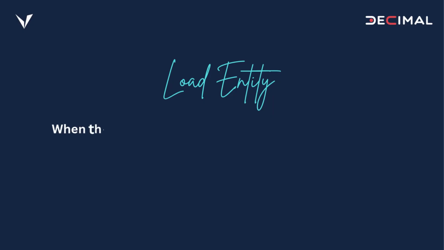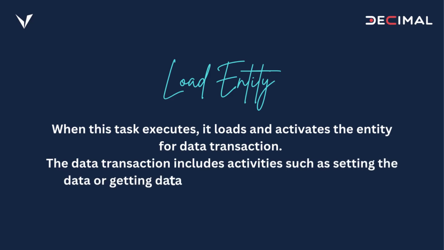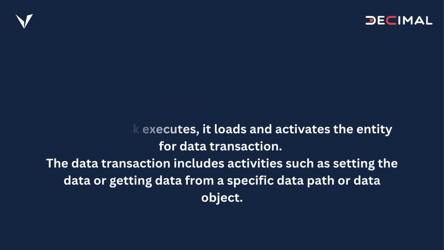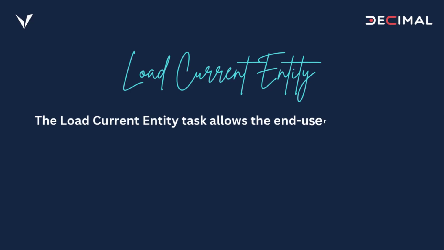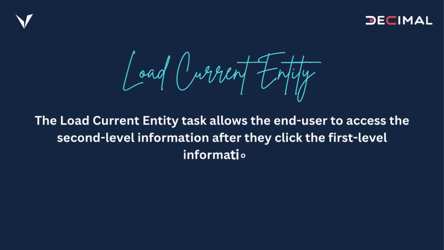Load entity: when this task executes, it loads and activates the entity for data transaction. The data transaction includes activities such as setting the data or getting data from a specific data path or data object. Load current entity: the load current entity task allows the end user to access the second level information after he clicks the first level information.